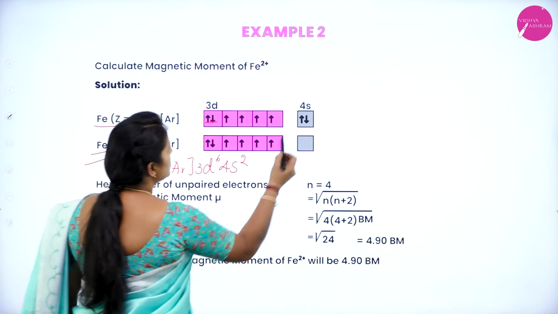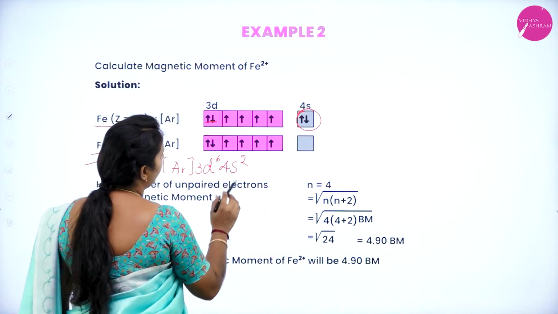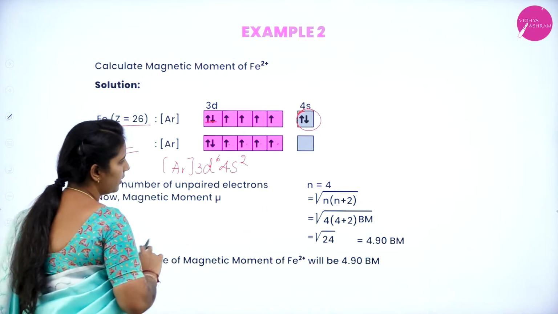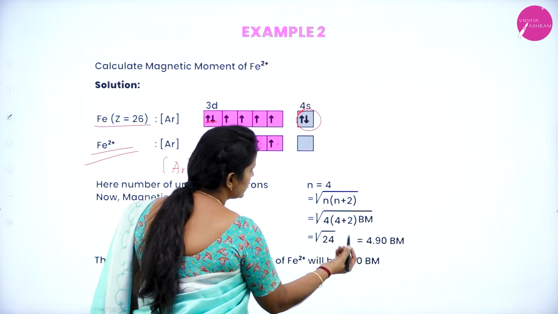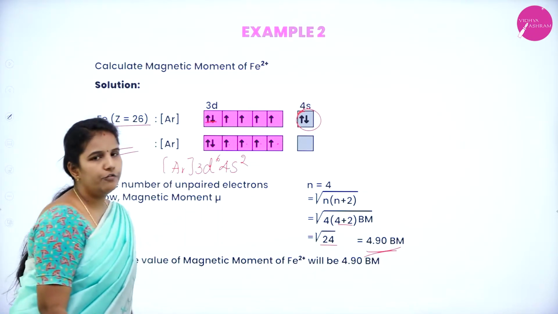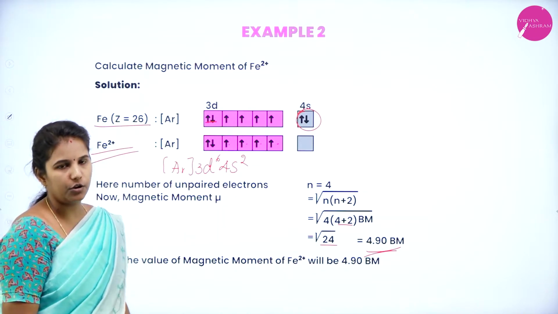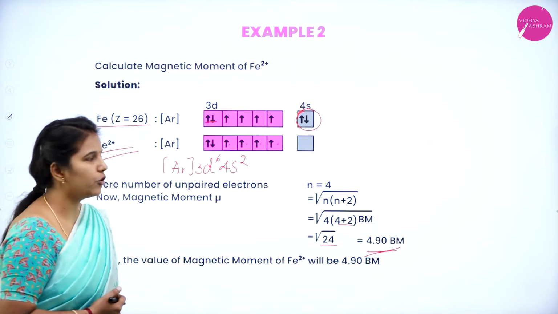What will happen? We have removed the 2 electrons from the 4s. So, how many unpaired electrons does it have? 4 unpaired electrons. So, the value of n is equal to 4 here. 4 into 4 plus 2 is 6, 6 4s are 24. So, the answer is 4.90 Bohr magneton. The magnetic moment of Fe2+ is 4.90 Bohr magneton.